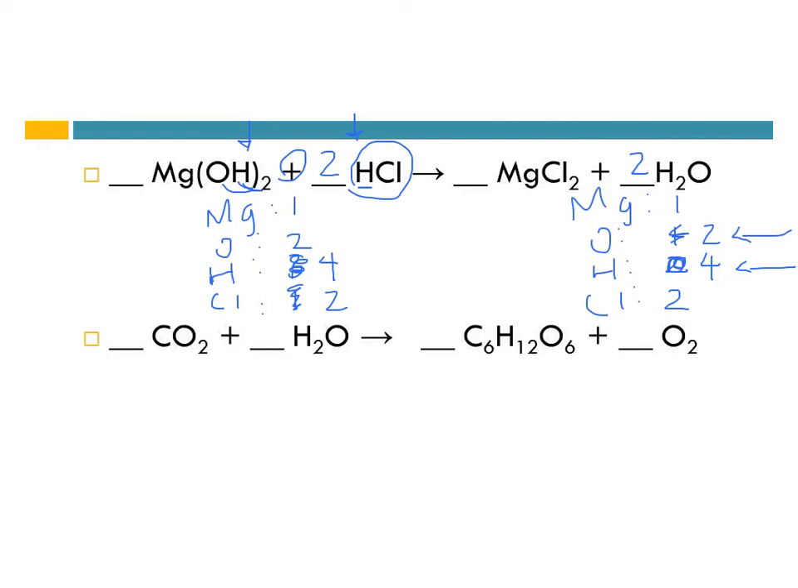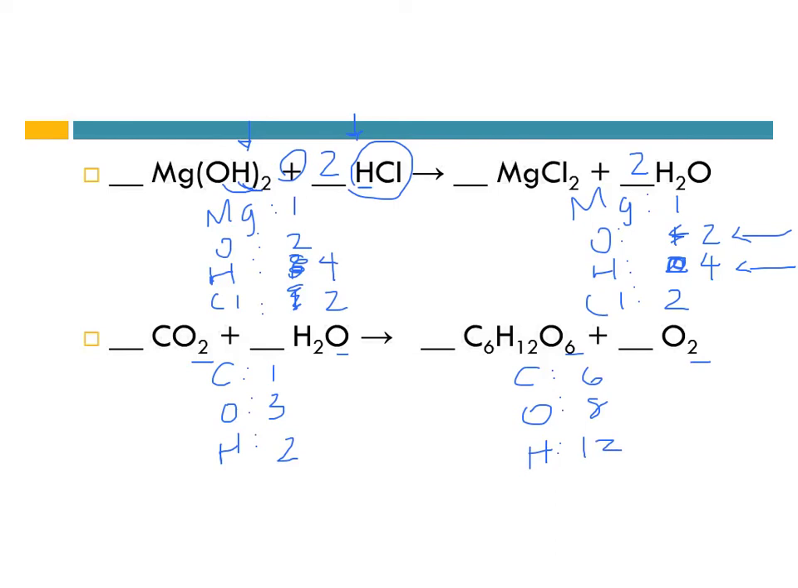Finally, I've got the photosynthesis equation here. Carbon dioxide and water yielding glucose and oxygen. So we'll count everything out at the beginning. I've got 1 carbon. I have 3 oxygens because I have 2 here and 1 here. And then I have 2 hydrogens. And on my product side, I have 6 carbons. I have 8 oxygens because I have 6 here plus 2 here. And then I have 12 hydrogens.